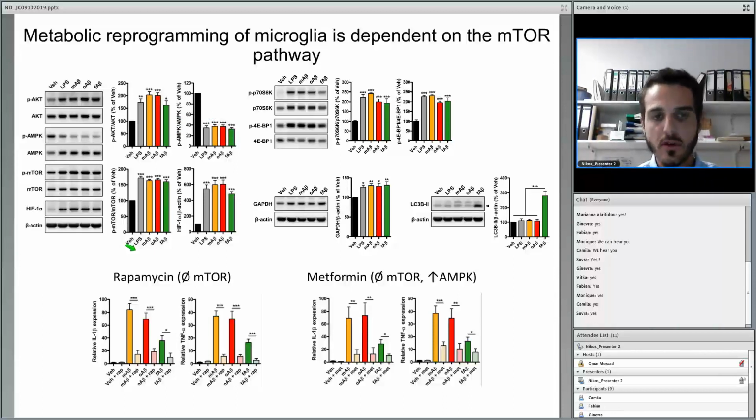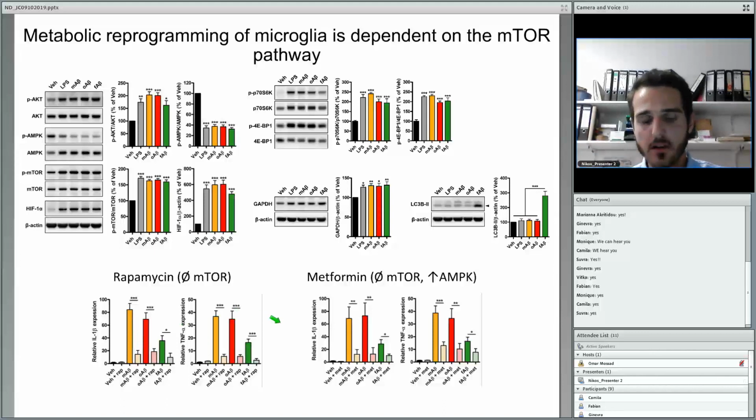So in order to prove their point, they treated the cells with rapamycin, which is an inhibitor of mTOR, prior to their exposure to the LPS and the A beta forms. And what you see is that again the pro-inflammatory genes interleukin 1 beta and TNF alpha fail to increase significantly when the mTOR signaling is blocked.